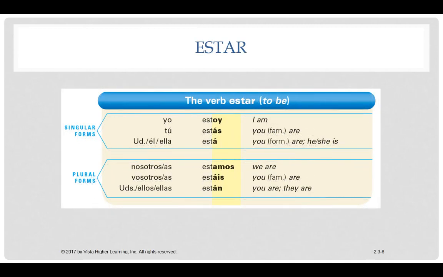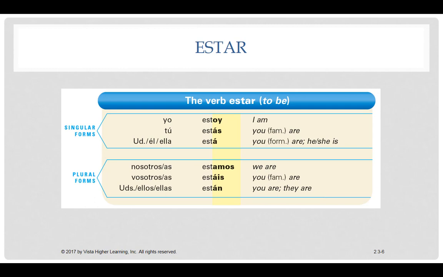Estar. This chart shows the present indicative or present tense conjugation of the verb estar. Estar is slightly irregular in the yo form. Notice the accent marks. In some cases, the accent marks indicate where the stress falls and differentiate the verb from an adjective form in Spanish. Listen as the verb forms are read, and repeat the forms.